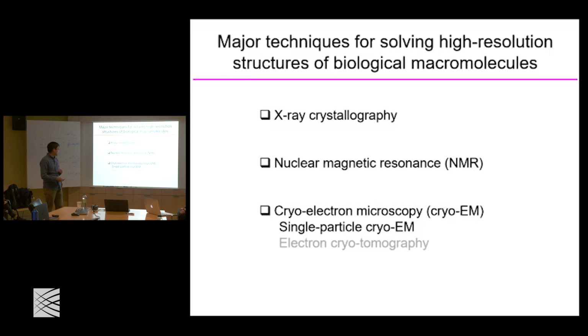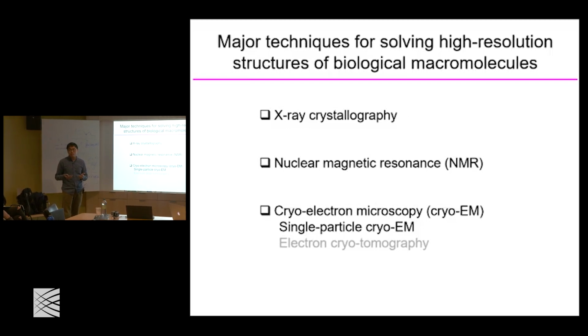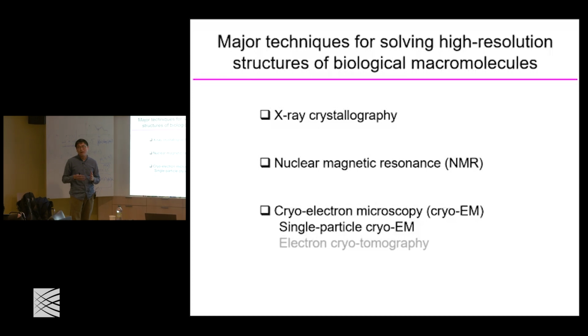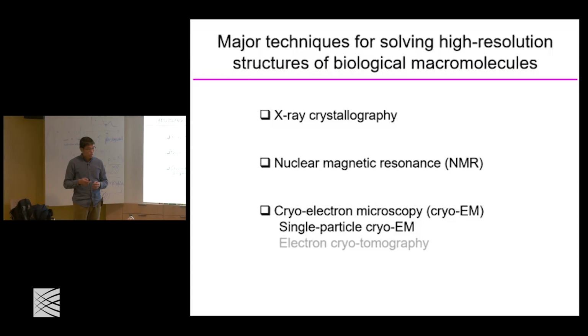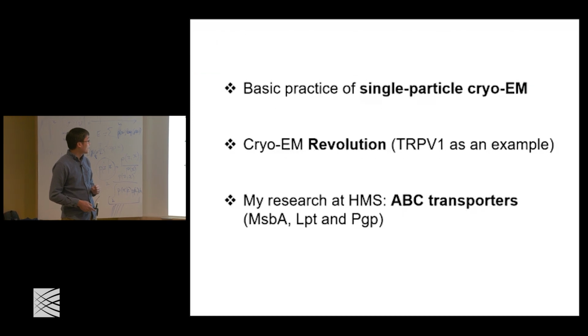But equally important, electron cryotomography is also under revolution, and improving in resolution. It is particularly useful to look at, for example, cellular structures, and also very large complexes, for which it is almost impossible to find identical copies. But we'll talk about single particle today.